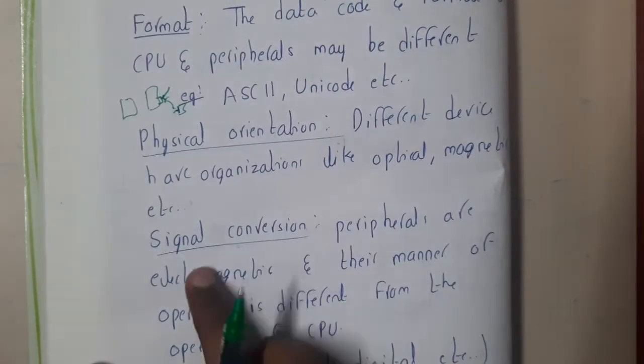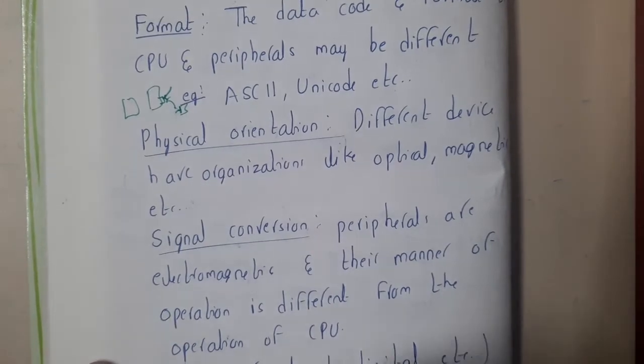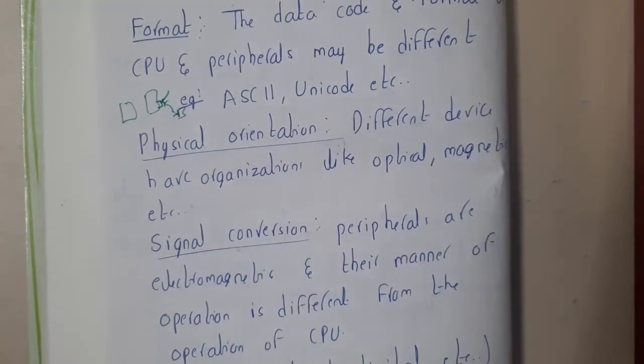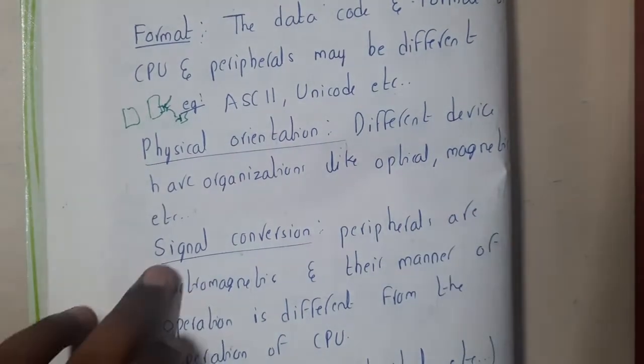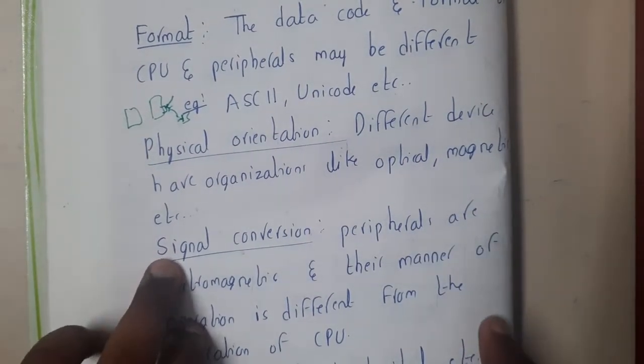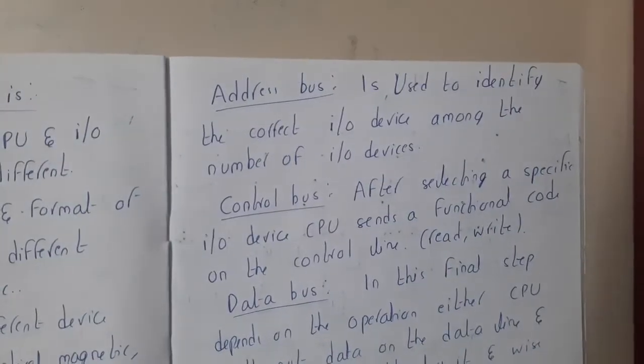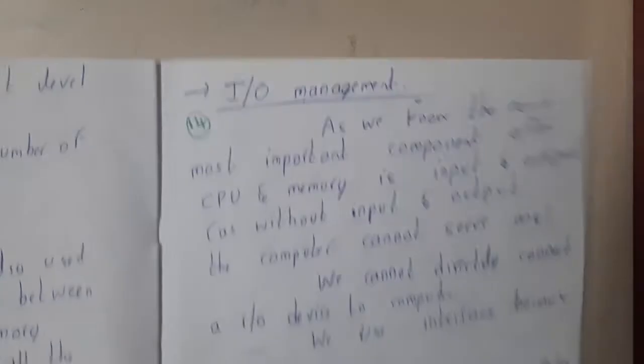Okay, yes. Moving on to signal conversions. So basically your CPU might accept some other type of signal, the keyboard might give some signal. So those conversions will also be taken care by our signal conversions. Okay, so now moving on to the buses or the control lines which I told.